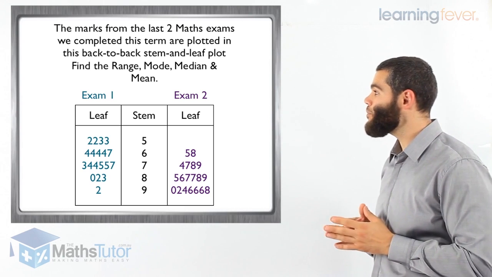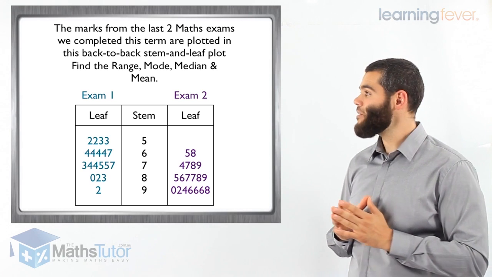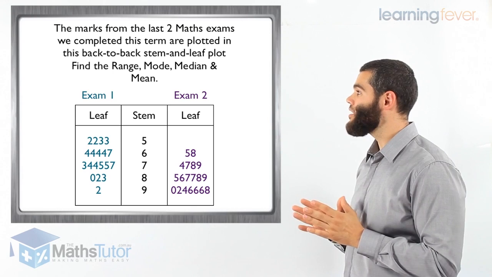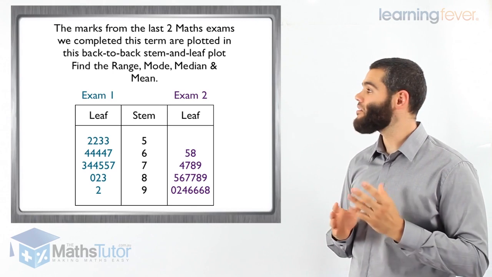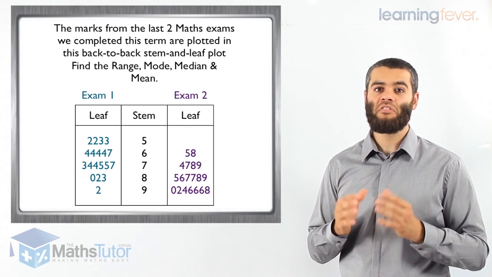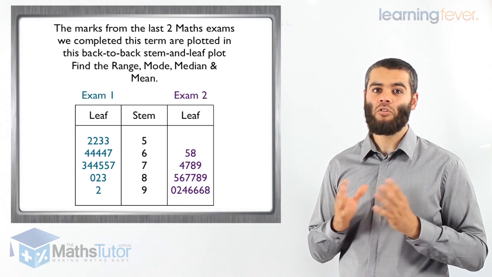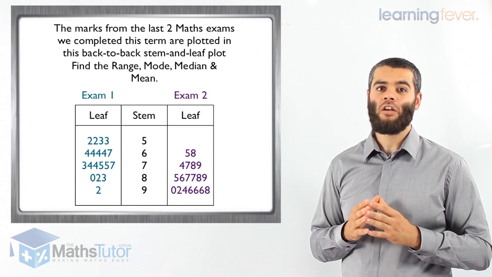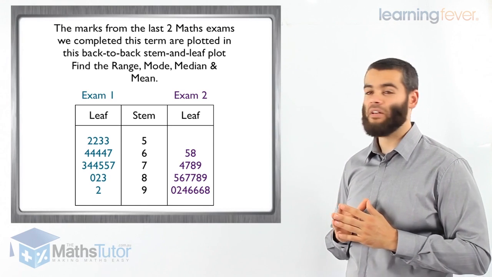We can see that the stem is right in the middle. The stem is shared by the leaves from exam 1 and the leaves from exam 2. So instead of drawing two stem and leaf plots and putting them next to each other, we just draw a back-to-back stem and leaf.